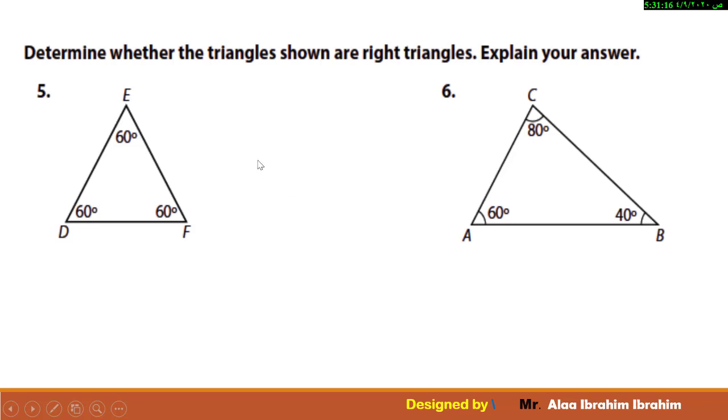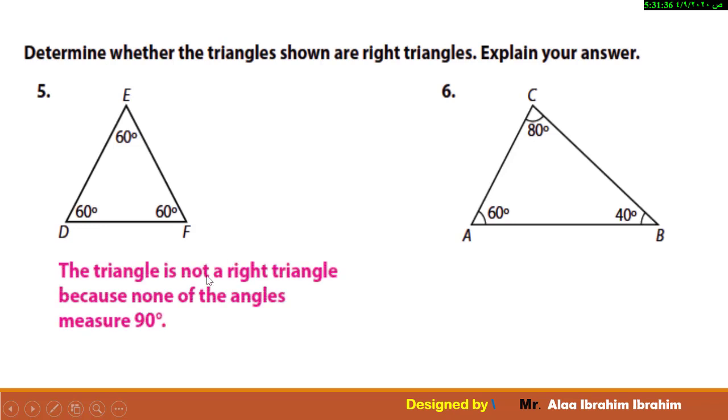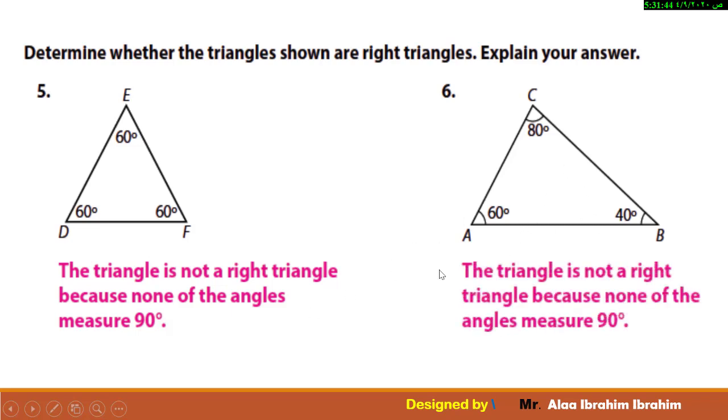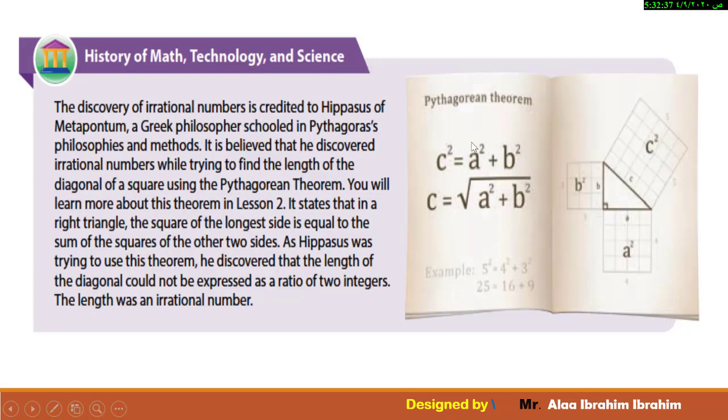So we start with a small introduction to determine whether the triangles shown are right angle triangles or not. We have to see these angles to discover. If we found all these angles are 60, 60, 60, so there's no 90 degrees. To have a right angle triangle, suppose we have one right angle, so this is not a right angle triangle because none of the angles measure 90. The same here, it's 40, 60, 80, none is 90, so this is not a right angle triangle.